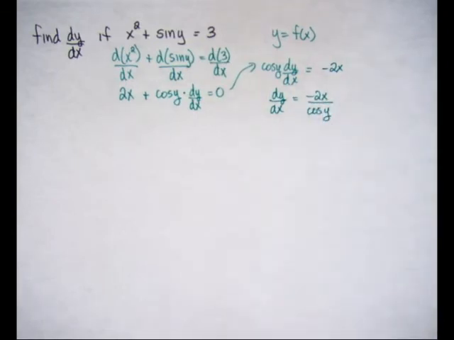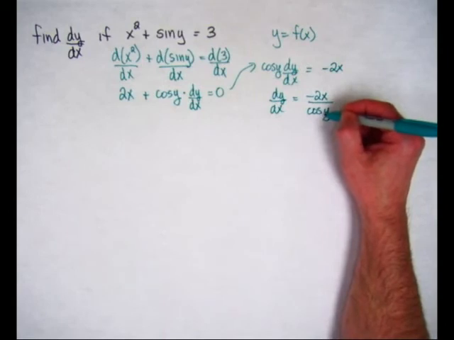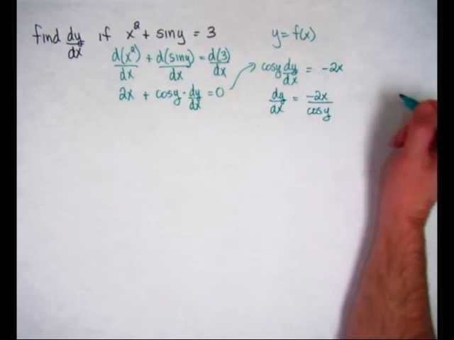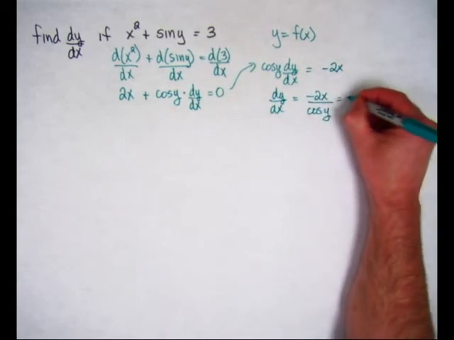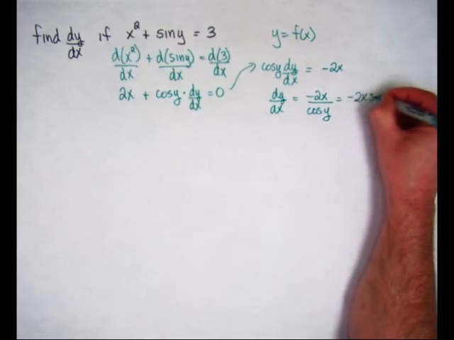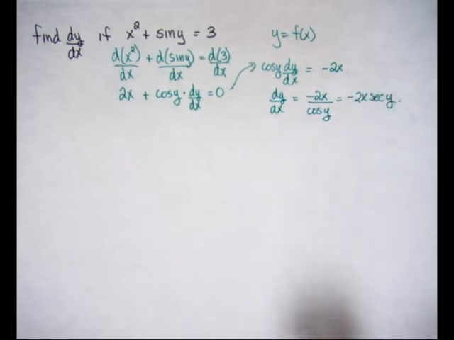Now, you're going to think I'm just repeating myself an awful lot here, but once again, we could use an identity. If you'd rather not have the cos on the denominator, 1 over cos is just secant. So what we could do is write the answer as negative 2x sec y. Now, it's not necessary to do that, but just so you know, it's almost always possible to simplify an answer in trig using some kind of identity.